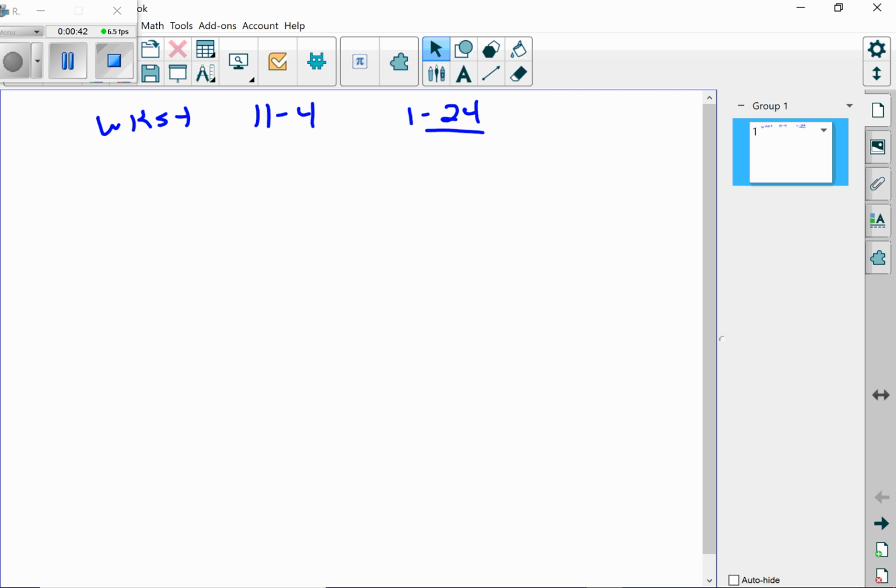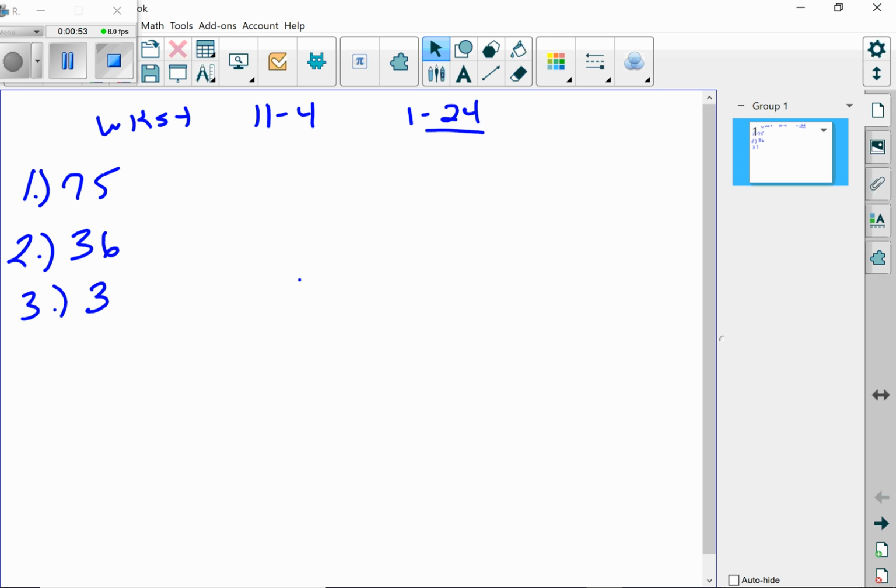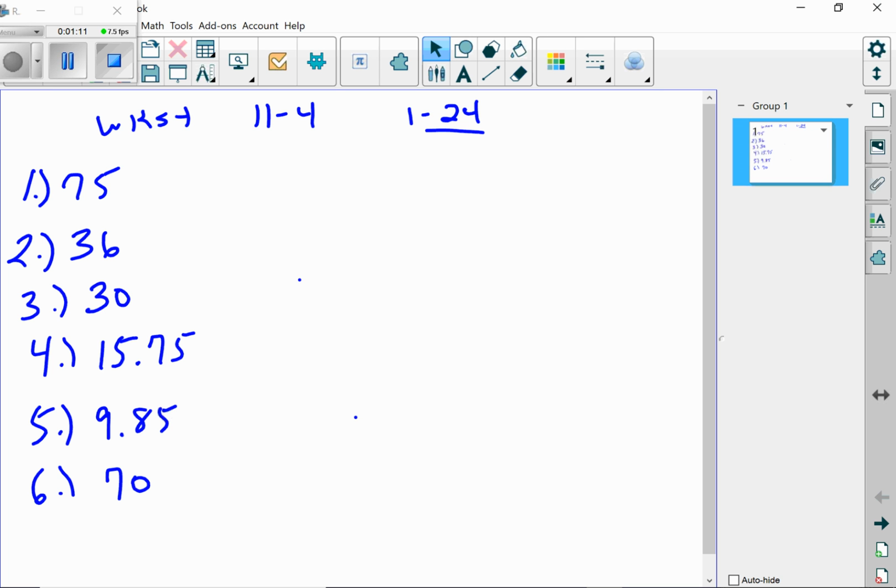Number 1, I got 75. Number 2, I had 36. Number 3, I've got 30. Number 4, I had 15.75. You might have rounded it 15.8. Number 5, I had 9.85. Number 6, I had 70. Number 7, I had 35. Number 8, I have 8.